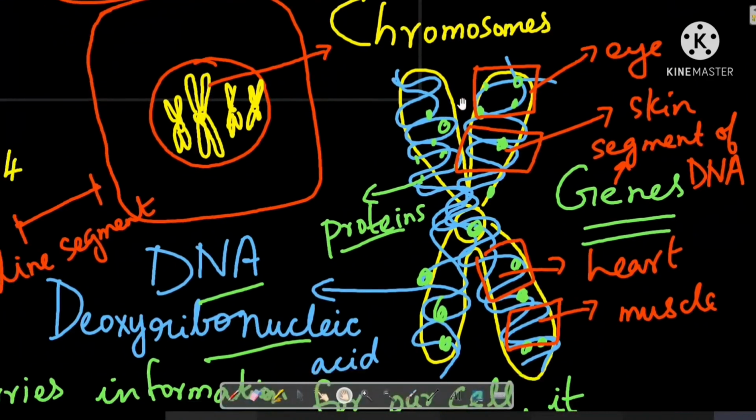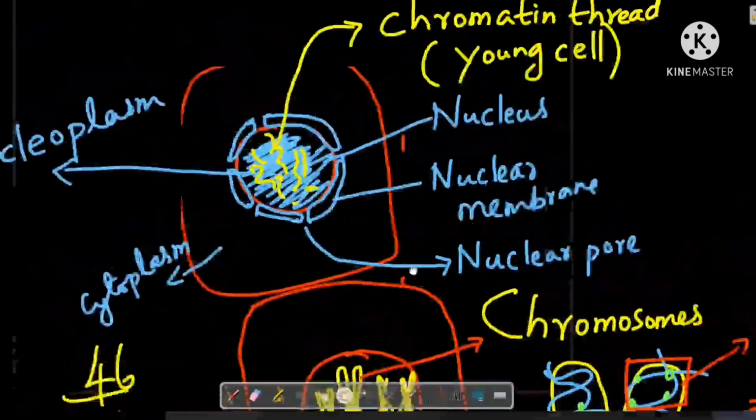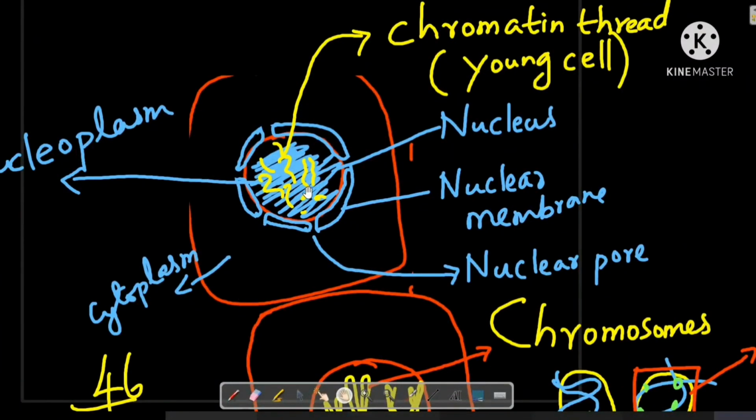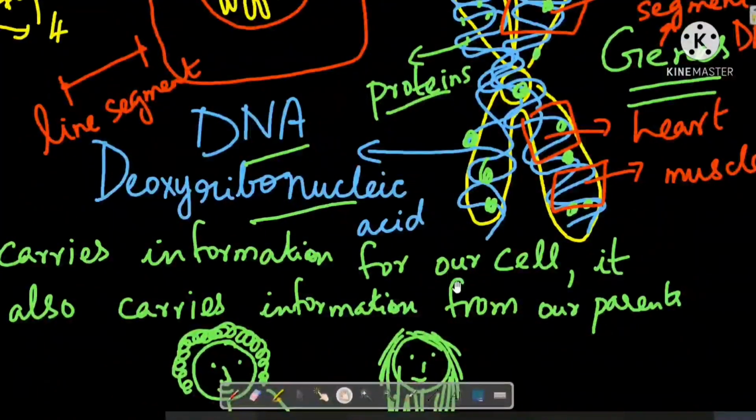And DNA is found on chromosomes along with some proteins. Chromosomes are found inside the nucleus. And the nucleus is found inside cells. And the importance of DNA is that DNA carries information of the cell. It also carries information from our parents.